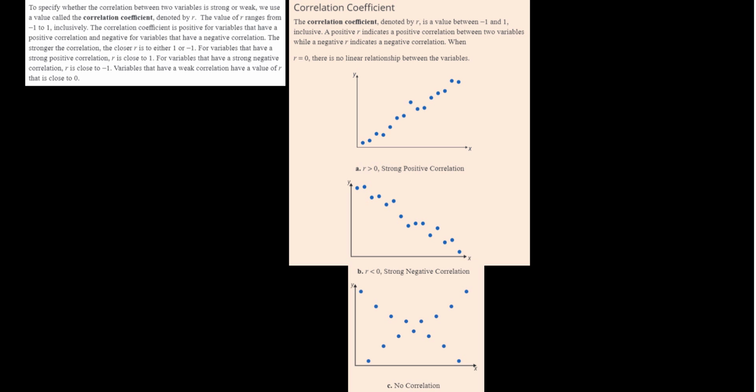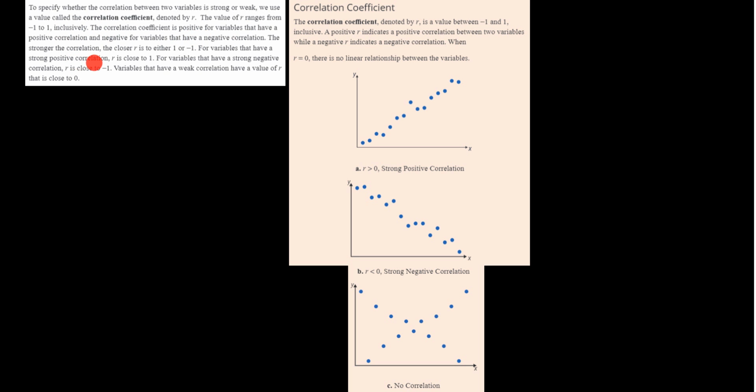Yeah, there we go. Alrighty, so let's talk about our correlation coefficient. To specify whether the correlation between two variables is strong or weak, we use a value called the correlation coefficient. And we denote that by the letter R. The value of R ranges from -1 to 1 inclusively. The correlation coefficient is positive for variables that have a positive correlation and negative for variables that have a negative correlation. Okay, so all this makes sense so far.